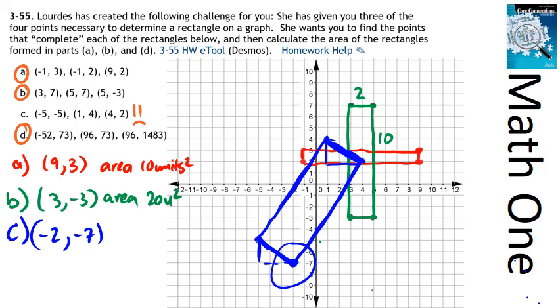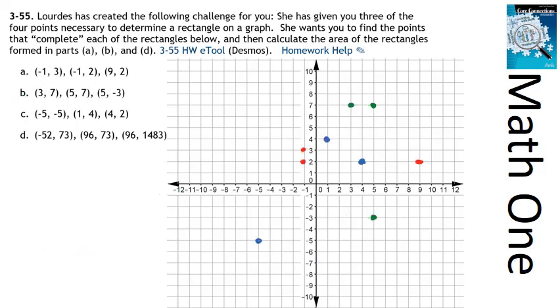Okay, so the final question then, D. There is no way we're going to plot this. In fact, let me clear the screen here. On D, we're not going to plot it. It's too large, but I want to kind of sketch where the things are at. And if I have a sketch, I think I could figure out the rest of it. So one of the points is at -52, 73. I'm just going to put some point up here, -52, 73. Maybe I'll write the coordinates.